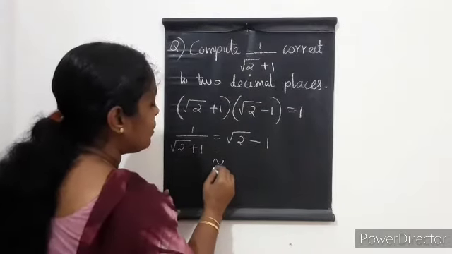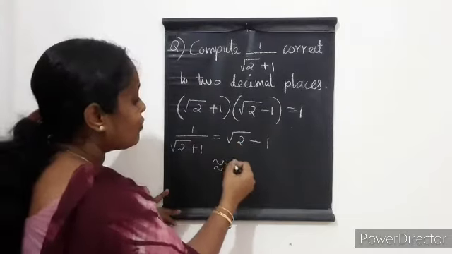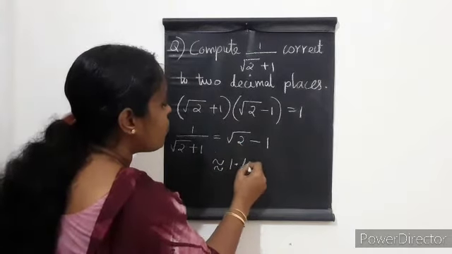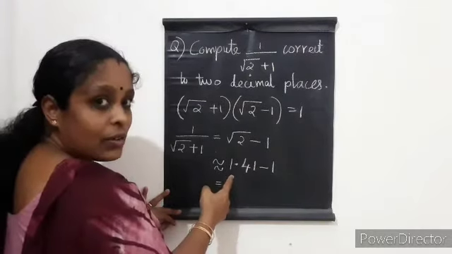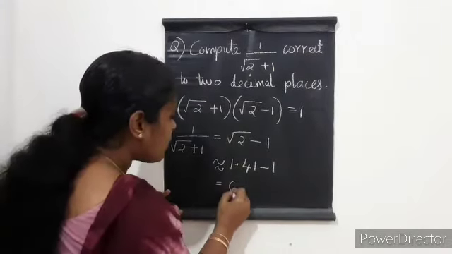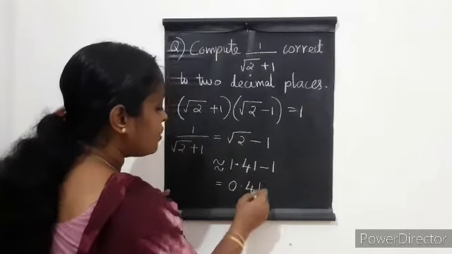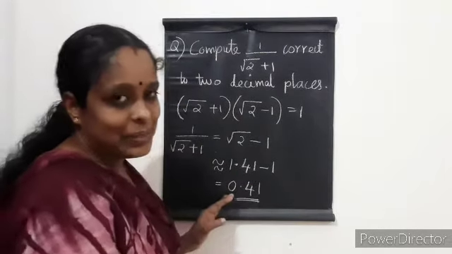Here we give the approximate value of root 2. That is 1.41 minus 1. What is the answer? This is equal to 1.41 minus 1 is 0.41. So this is the answer.